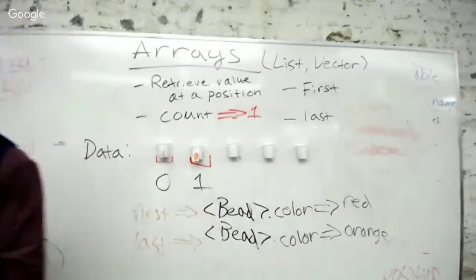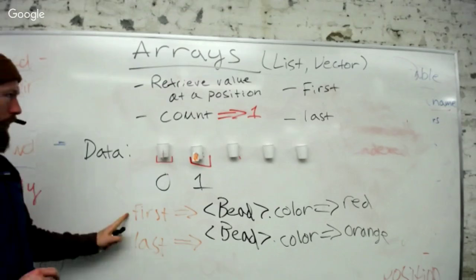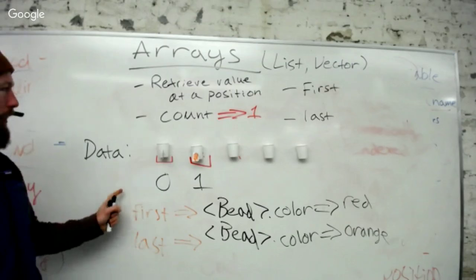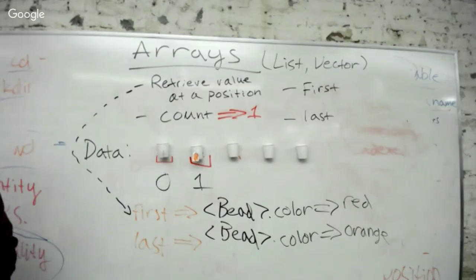It's interesting to note that in this setup right now, the first element is the same as asking for the value at what position. So we said we can retrieve a value at a position. The first element is the same as asking for the value at which position? Position 0.